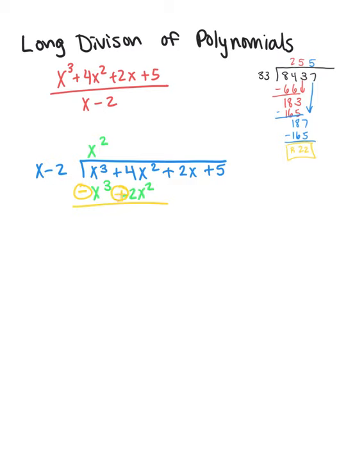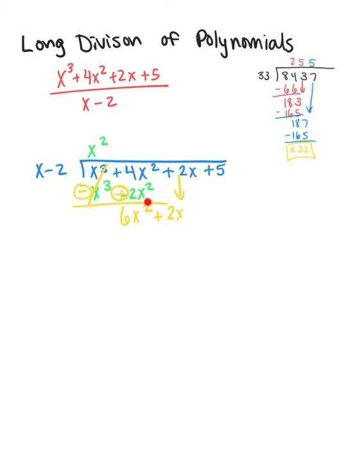x cubed minus x cubed cancels out. It's always going to cancel out. If it doesn't, then we did something wrong. 4x squared plus 2x squared gives me 6x squared. And just like with normal long division, I'm going to bring down my next term.